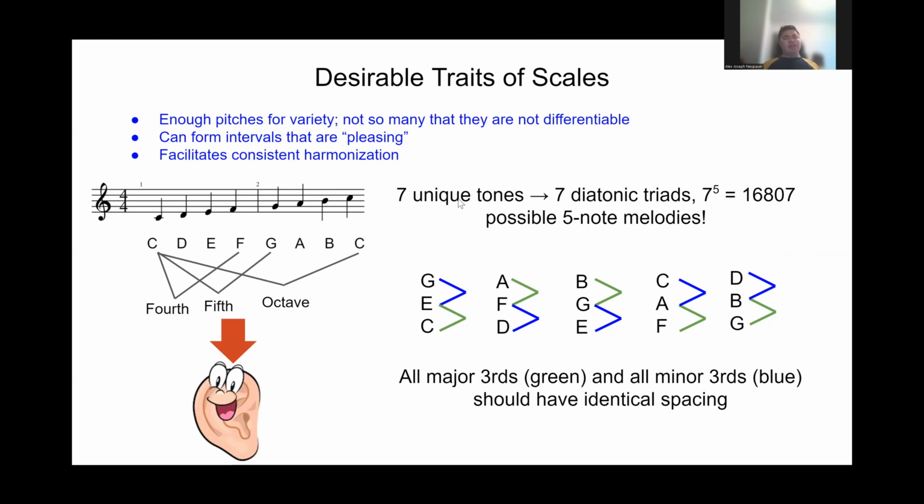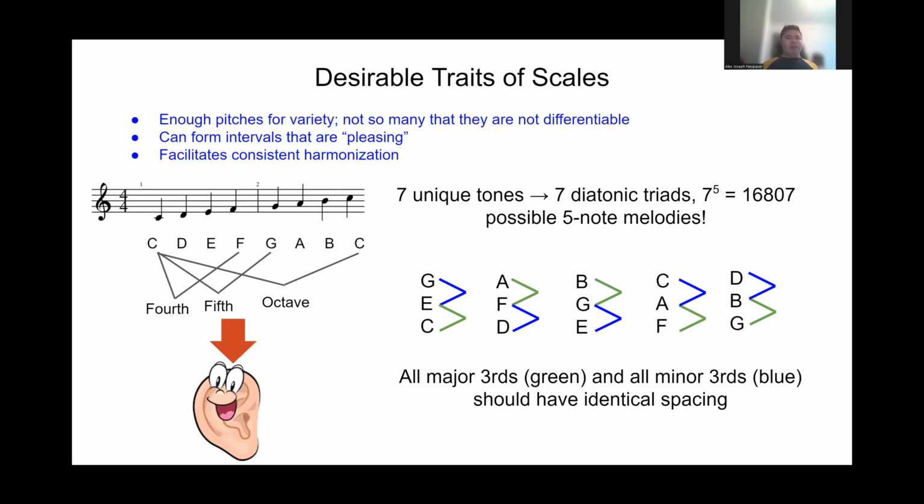But even though there's only 7 unique tones, that gives us 7 diatonic chords, and for 5-note melodies, we have 7 to the 5th, or about 17,000 possible 5-note melodies. That's an overwhelming number of possibilities. Not to mention that they could be played with varying types of rhythm, and you may even be able to put some accidentals in there, occasionally put in some notes that are not within the major scale.